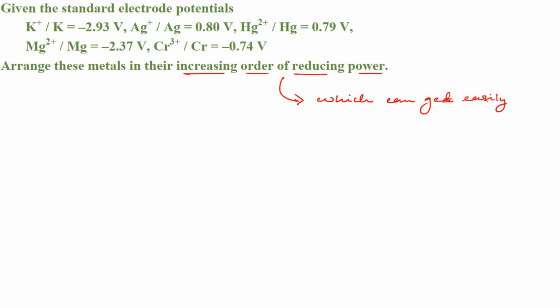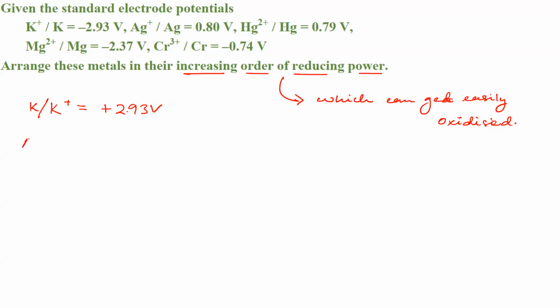If you are reducing others, what will happen to you? You will yourself get oxidized, right? That means whenever you have to see the reducing power, you will see which of the following can get easily oxidized. These are all standard reduction potentials. Now I will write the SOP for all of these. For K plus to K, for oxidation potential, it will become K to K plus. So this will interchange and the sign will also change, and it will become plus 2.93 volts.